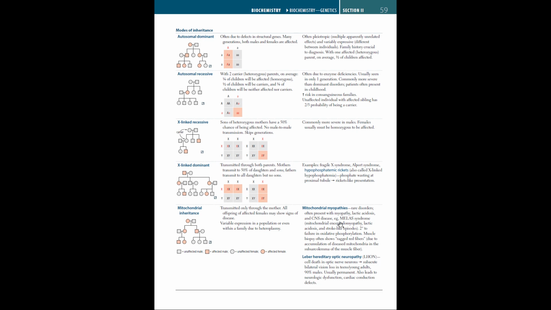Examples of these include MELAS syndrome, which is mitochondrial encephalomyopathy, lactic acidosis, and stroke-like episodes, secondary to failure in oxidative phosphorylation. Muscle biopsy often shows ragged red fibers due to accumulation of diseased mitochondria in the subsarcolemma of the muscle fiber. Then we have Leber hereditary optic neuropathy, or LHON, which is cell death in the optic nerve neurons, leading to subacute bilateral vision loss in teens and young adults, and most of them, 90%, are males. This is usually permanent. This also leads to neurological dysfunction and cardiac conduction defects.